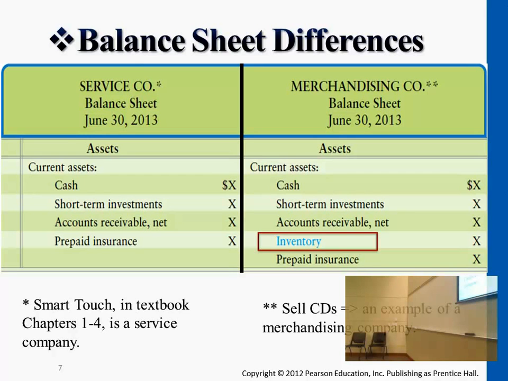So the only difference is that you see an additional asset account, which really is the majority of how the revenue comes from for a merchandiser's business. It comes from this asset account. Because you use this, you resell it to customers to generate the majority part of your profit.